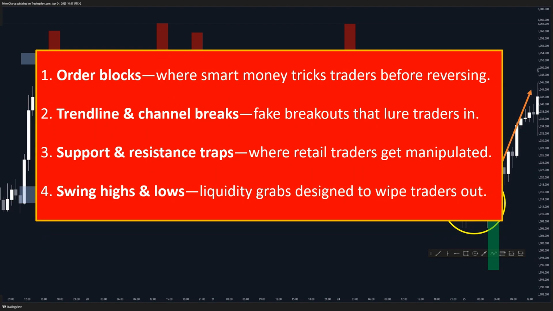1. Order blocks, where smart money tricks traders before reversing. 2. Trendline and channel breaks, fake breakouts that lure traders in. 3. Support and resistance traps, where retail traders get manipulated. 4. Swing highs and lows, liquidity grabs designed to wipe traders out. The key takeaway? Don't take the bait. Instead, think like the big players, wait for confirmations, and trade with smart money.